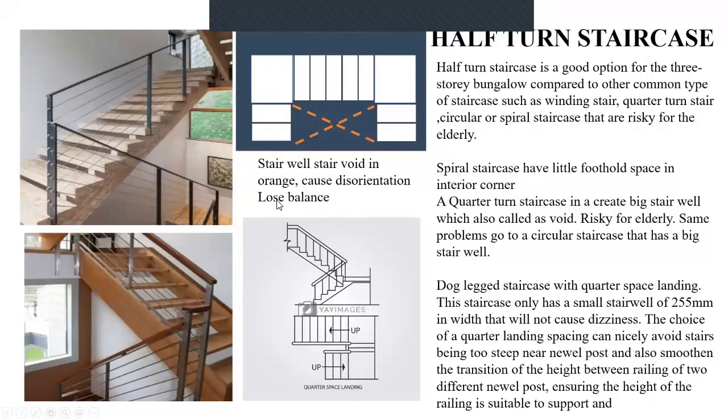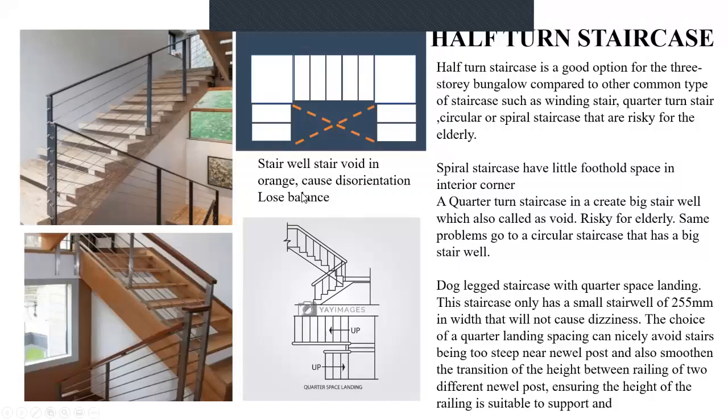So next, we go on to the staircase. The staircase of our choice is the half-turn staircase, as the other types have their own flaws when facing the client's future condition and requirements. Spiral staircases and winding staircases are generally more dangerous as they both have little foot space at the corner of the tread.